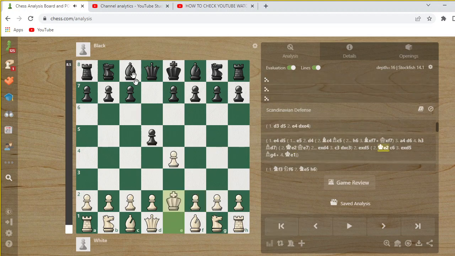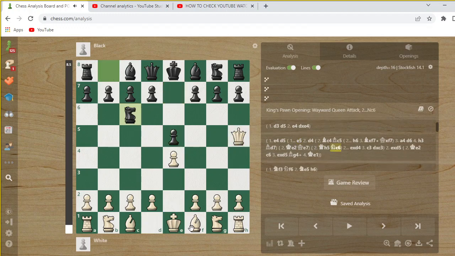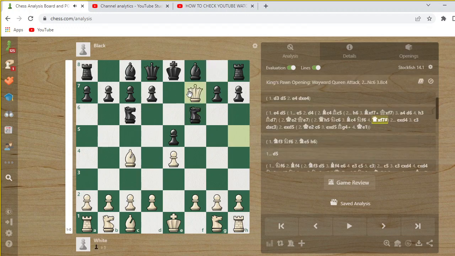So that's a check. A checkmate is when the king is being attacked and has no other moves where it wouldn't be taken. Let me show you. So this is what is known as the wayward queen attack in chess. I know I won't show you openings, but this is just an example of a checkmate. So you take the pawn on f7, and this is checkmate because the king has no moves where it wouldn't be taken by the queen.